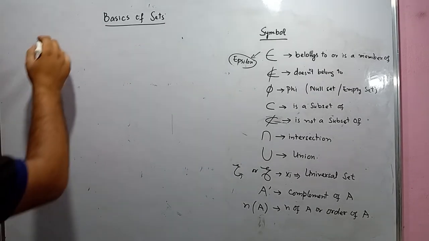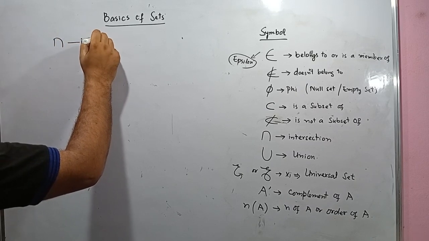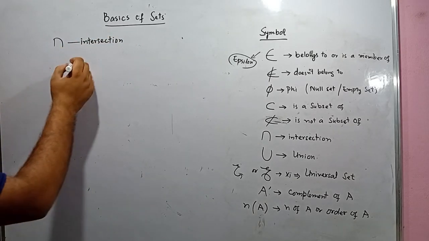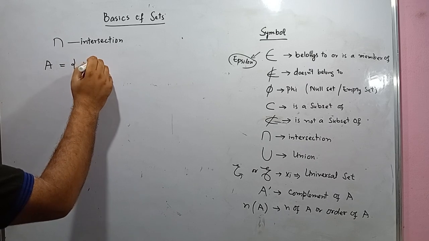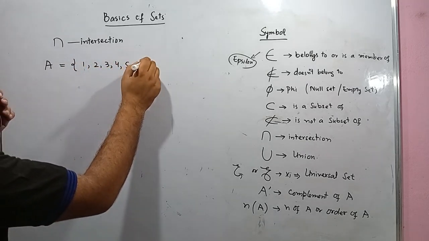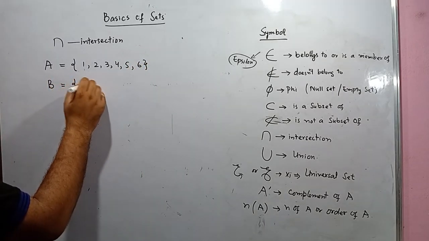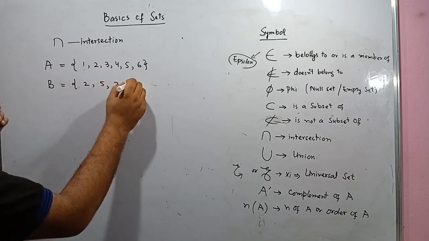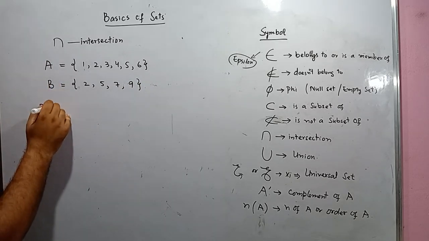Now, intersection. This symbol is the intersection of sets. What is the intersection? We will understand here. If A is the set {1, 2, 3, 4, 5, 6}, and B is another set and its elements are {2, 5, 7, 9}, then I need to find A intersection B.